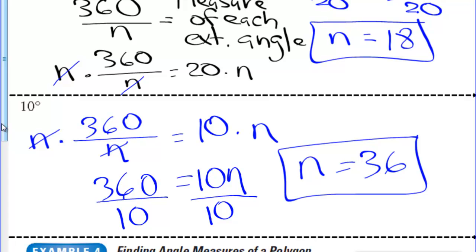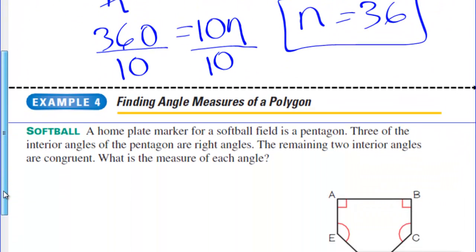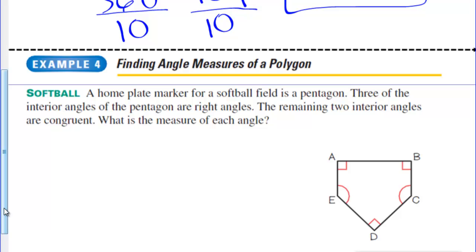Okay, let's finish off. This is the last problem for the notes. Okay, so example 4, finding angle measures of a polygon. A home plate marker for a softball field is a pentagon. 3 of the interior angles of the pentagon are right angles. The remaining 2 interior angles are congruent. What is the measure of each angle? So this example 4 is similar to example 1. So we have to figure out what is the measurement of all of the interior angles. So what is n? Well, n should be 5 because I have 5 sides.